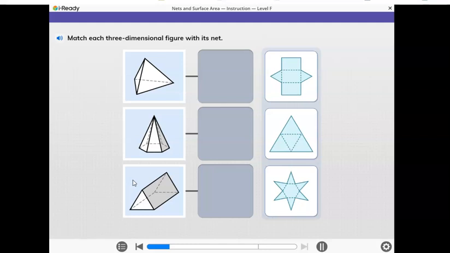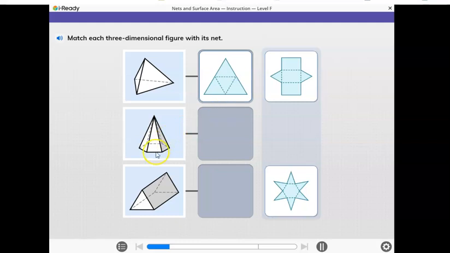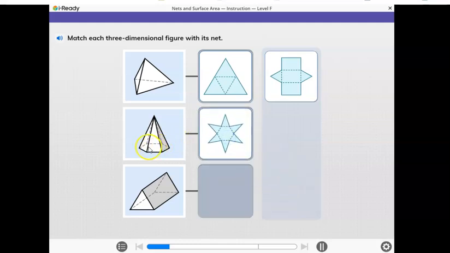So really here we want to make sure that we're recognizing a particular shape and matching it with a shape that we would see in the net version. So here I see an equilateral triangle. Which one of these shows an equilateral triangle? Right here. And then here I see an isosceles triangle. And if you look at the base, we see 1, 2, 3, 4, 5, 6. The base has a six-sided shape. And then here we see a base of a rectangle in the triangle here. So that would give us this shape.